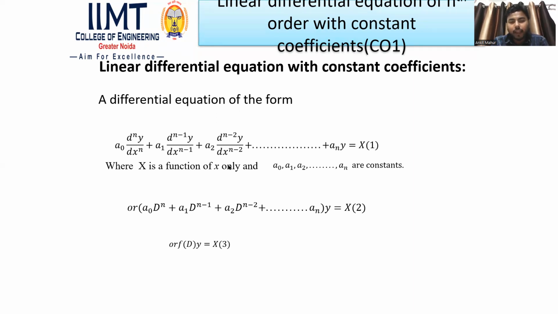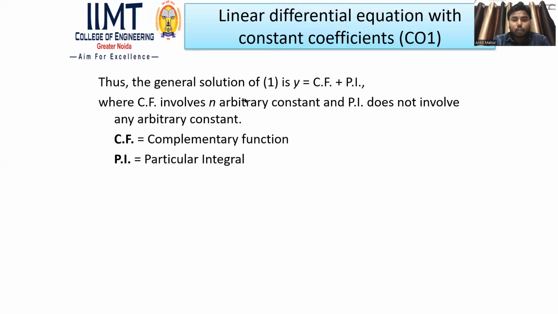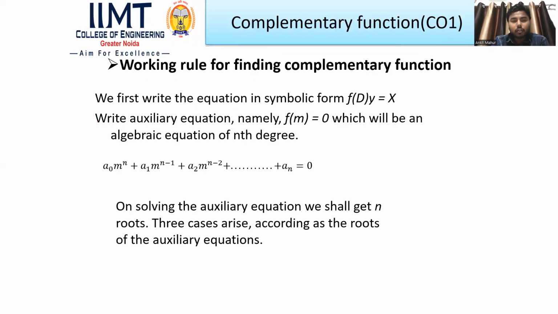Where X is a function of x only, and a0, a1, up to an are constants. The given equation can be written as (a0 D^n + a1 D^(n-1) + a2 D^(n-2) + ... + an) y = X. So now the general solution is y = CF + PI, where CF is the complementary function and PI is the particular integral, where CF involves arbitrary constants and PI does not involve any arbitrary constants.